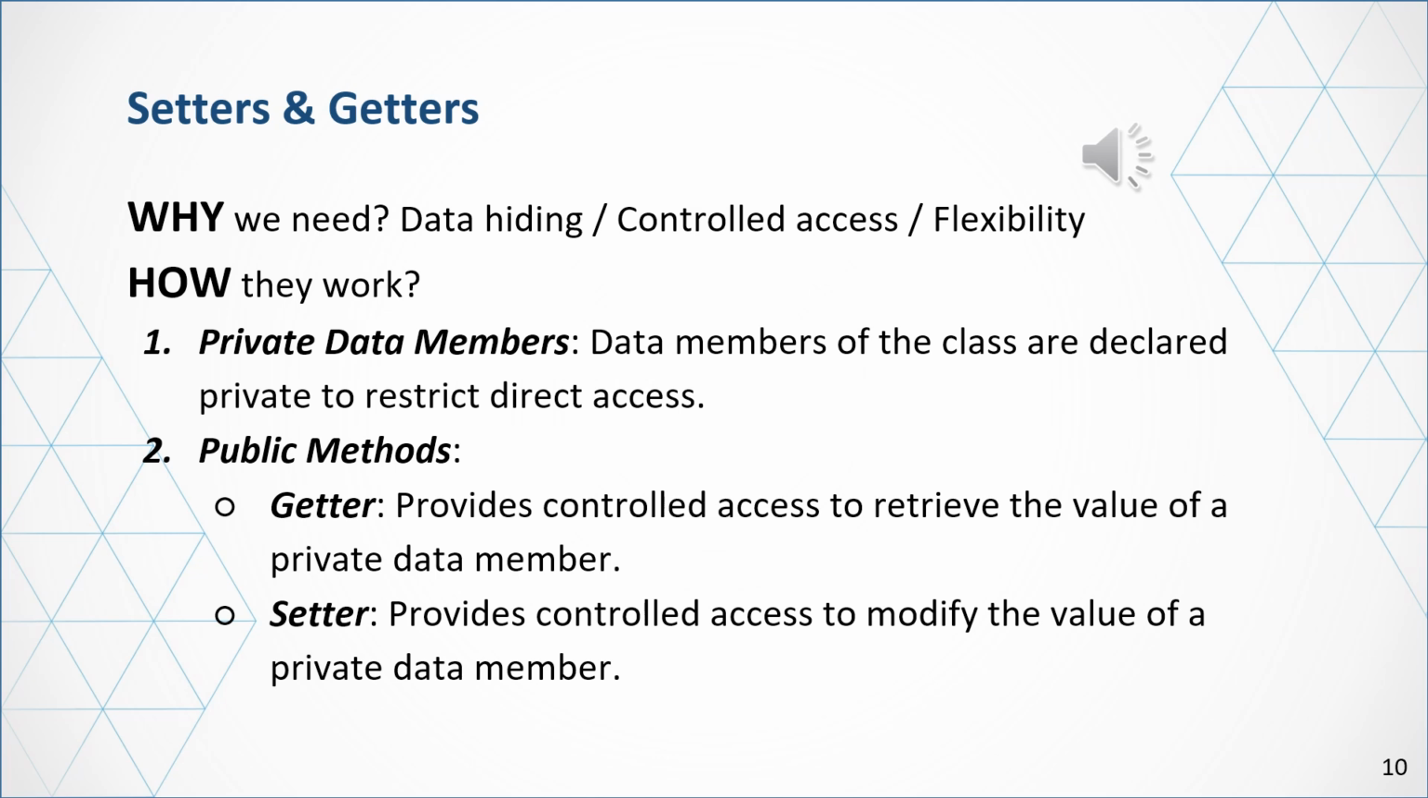How does it work? We declare data members as private, preventing direct access from outside the class. Then, we create public methods, getters to retrieve the value of a private data member, and setters to modify it. This allows us to add logic within the getter or setter, like validation or calculations, giving us flexibility and control over how our data is handled.